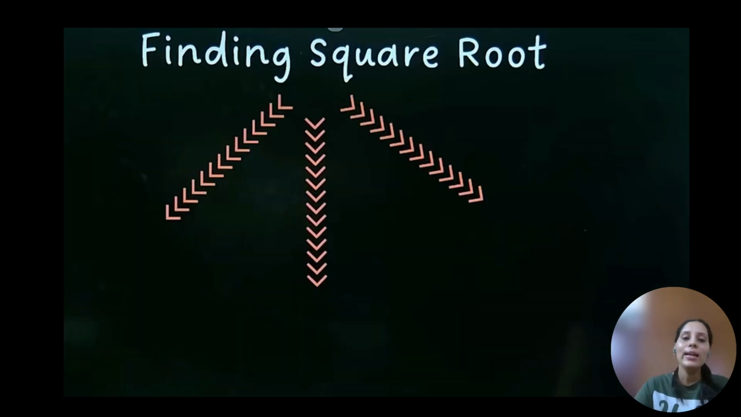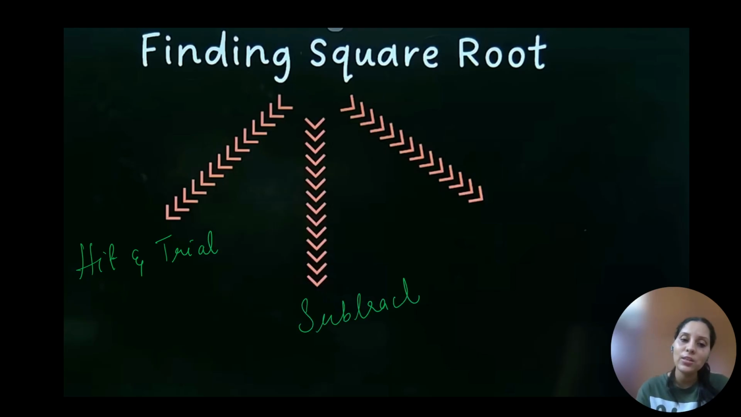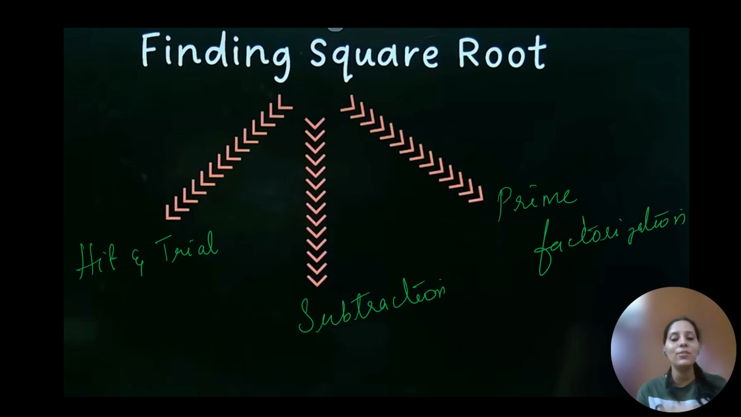All right, now next, how to find the square root? You have three methods to find the square root. First one is hit and try. We are going to explore each and everything. Next one is subtraction method. And the last and mostly used is prime factorization. These are the three methods that we use to find square root.